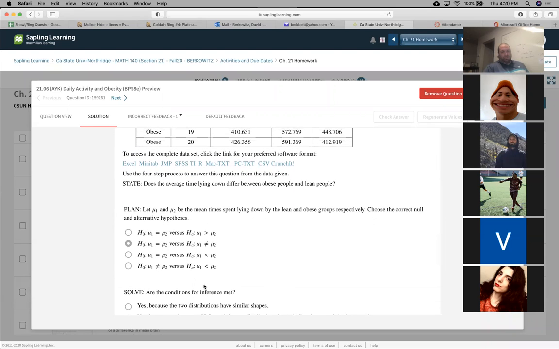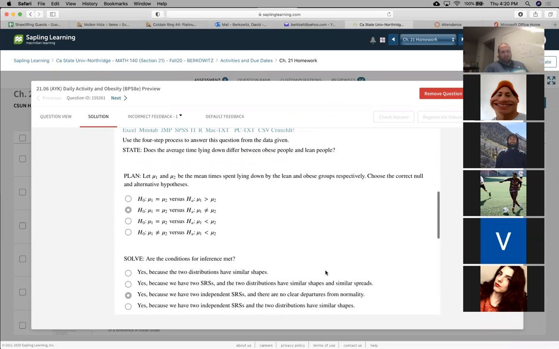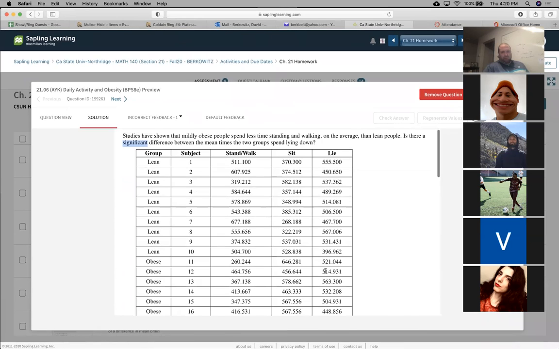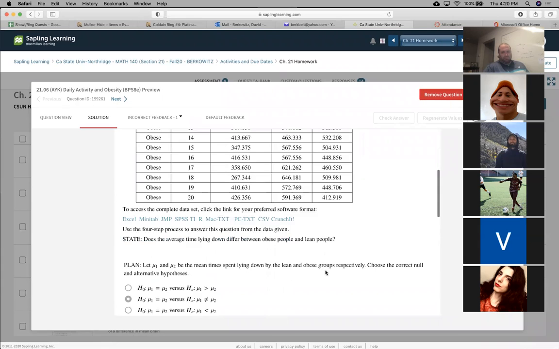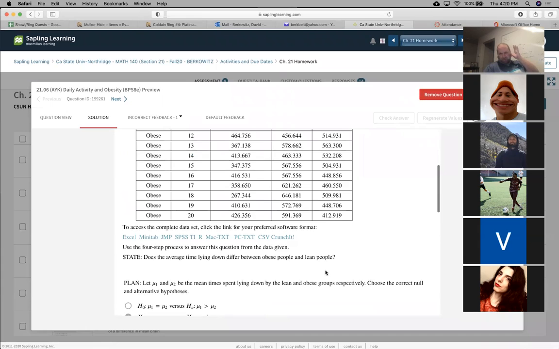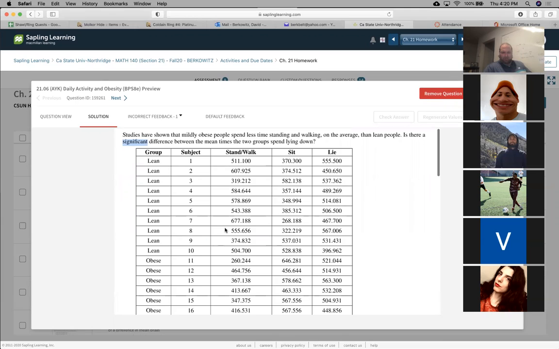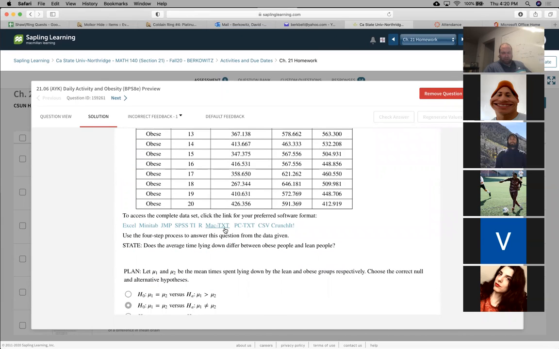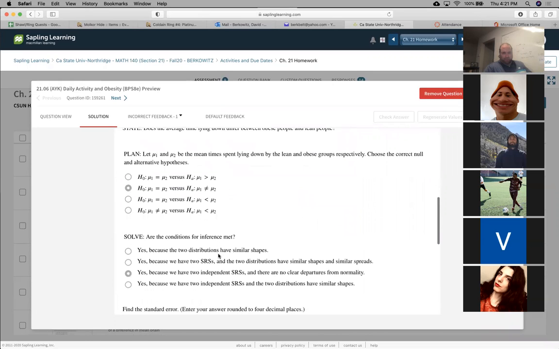Are the conditions for inference met? Well, what are the conditions for inference? We need SRSs and we need normality. Did they say anywhere? They don't really give us that information, which is kind of weird. I guess you just assume they are, or maybe this question was coming from somewhere else, but that information is not here, so that's kind of weird.